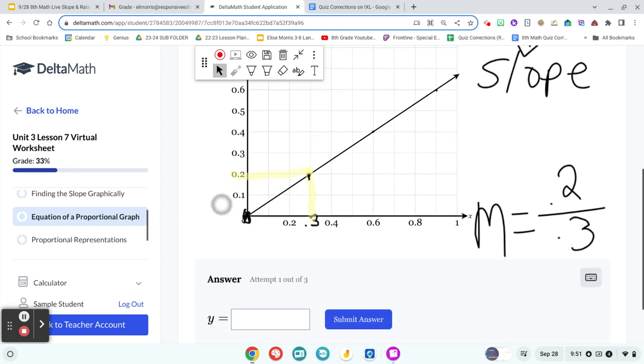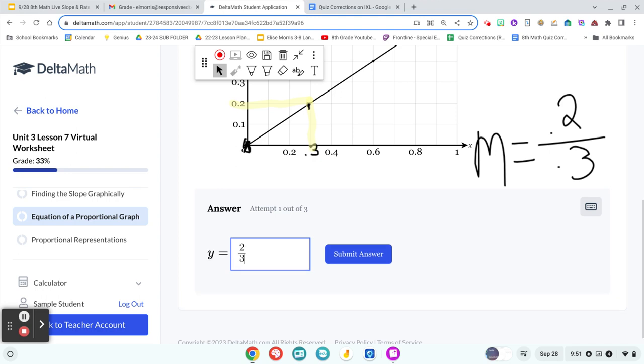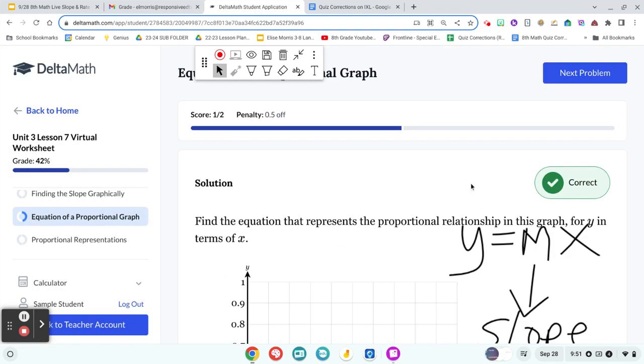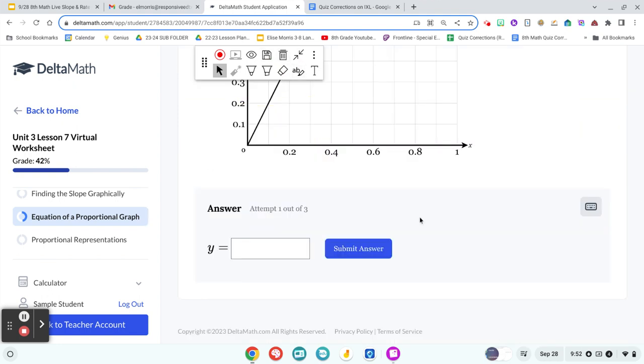Okay, so if I know my slope, my equation is just y equals the slope times x. So let me go down here. Y equals 2/3 x. Y equals the slope times x. Yes, I do want to say that. I got it right. Let's do another one since this is kind of new.